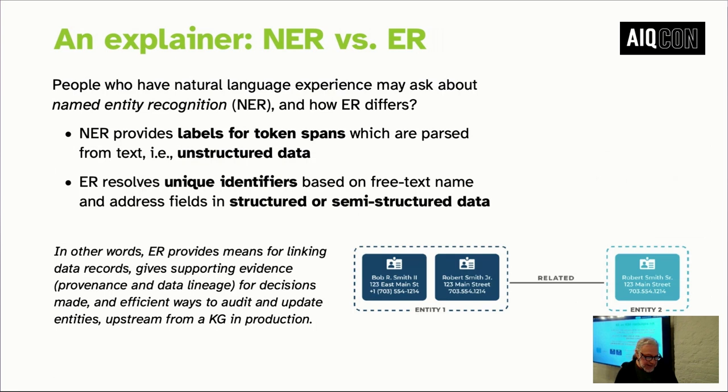And if you've done natural language work, you've probably, anybody heard of named entity recognition before, NER? So this is different. NER is where you have unstructured data and you parse it and you get tokens in a stream, and then you identify spans of tokens, which are noun phrases. And then NER is where you go and label noun phrases. Is it a person? Is it a place? Is it a thing? Is it a unit of currency, etc.?